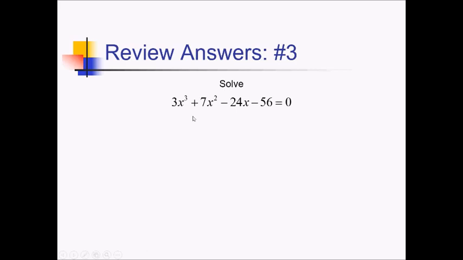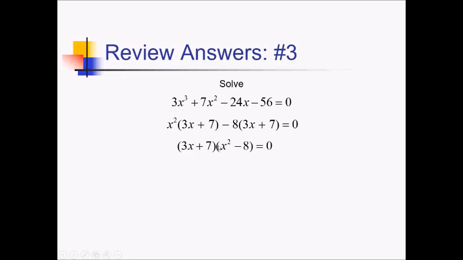So let's try that. We'll take an x squared out of those first two terms, and that leaves us with 3x plus 7. For the next two terms, we can take a negative 8 out of both of those, and that leaves us with, let's see, a positive 3x and a positive 7 there as well. And now it looks like we have a 3x plus 7 that we can take out of everything, leaving us with x squared minus 8 in the other parentheses.